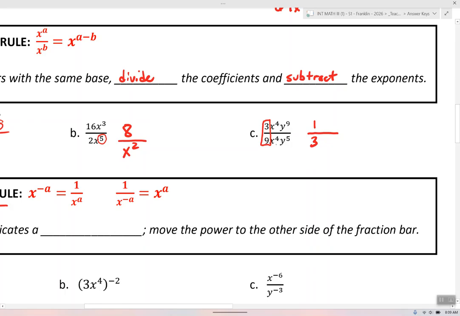And then the x to the 4th over x to the 4th, those cancel out. 4 minus 4 is 0. And then we have 9 minus 5 for y's, so that's y to the 4th power on top. So our answer is y to the 4th over 3. Or if you like, you could always change that to 1/3 y to the 4th, but I don't think that's necessary.